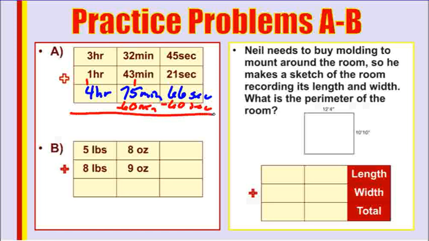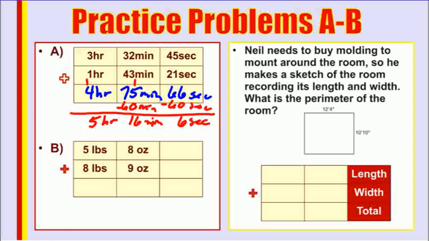So now if I add these straight down, I have 6 seconds. I got 76 minus 60 gives us 16 minutes. And 1 plus 4 gives me 5 hours. So 5 hours, 16 minutes, and 6 seconds.